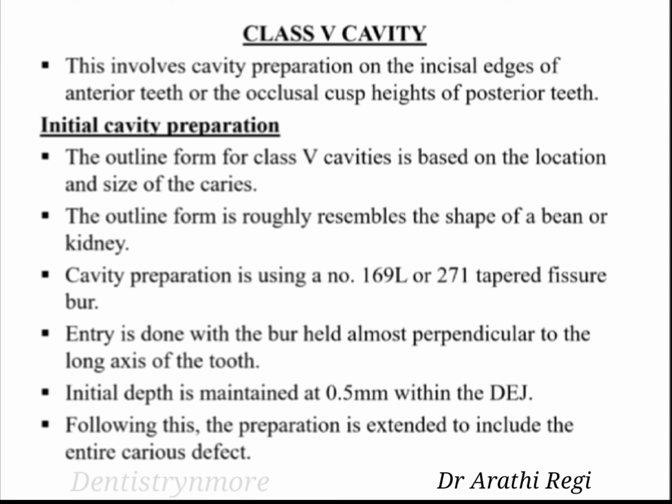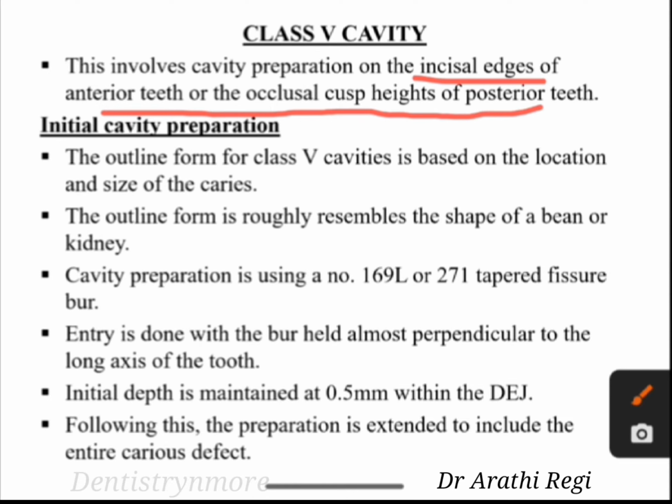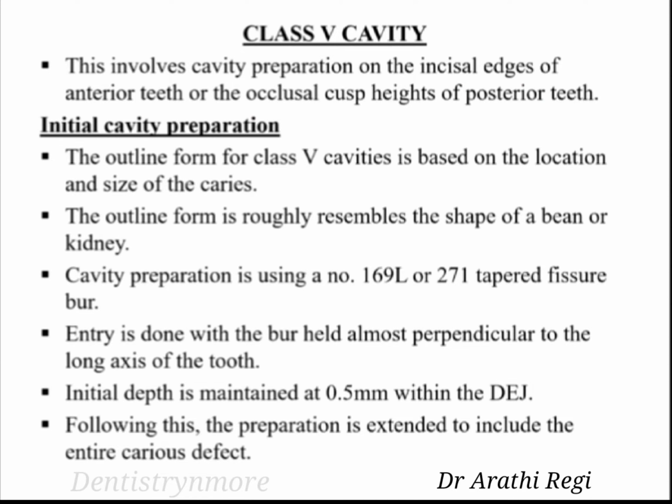This class 5 cavity involves the cavity preparation on the incisal edge of the anterior teeth and/or the occlusal cusp height of the posterior teeth. There is initial cavity preparation and also final cavity preparation. In the initial cavity preparation, the outline form is based on the location and size of the caries, and it resembles the shape of a bean or a kidney.